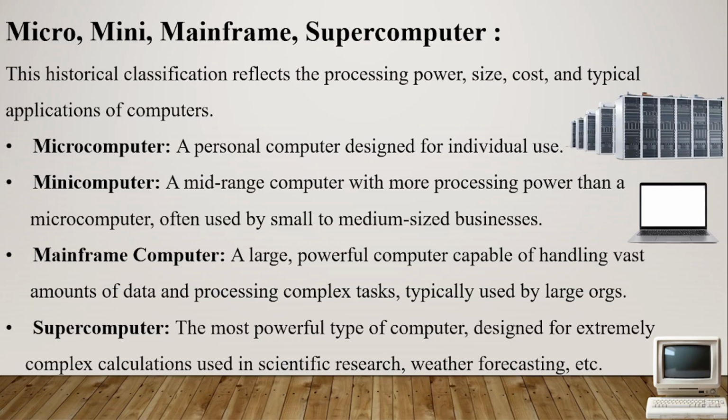And the last one is a supercomputer. A supercomputer is the most powerful of all, used for research, simulation and weather forecasting. Refer to the image here for scale and example. Each computer type fits a specific need, from everyday use to solving global challenges.